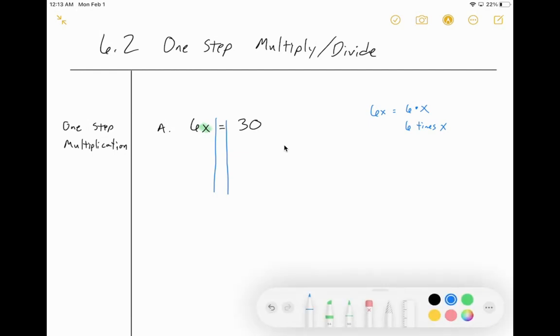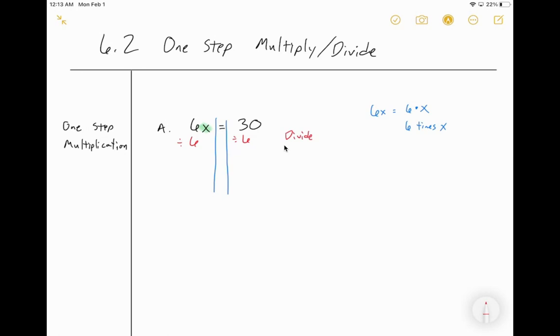So what I'm going to do is divide by the number that's right there. It's not tricky at all. You just divide by the exact same number, right? Divide by 6. So we're going to divide by 6 on both sides. Remember, what you do on one side, you have to do to the other. So you're going to divide by 6 on both sides.